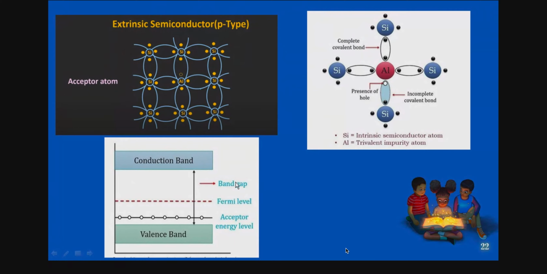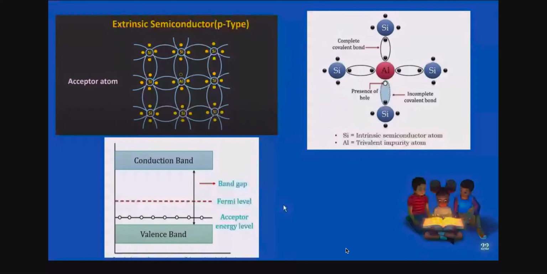This is the way you explain the conduction mechanism in the p-type semiconductor. In a p-type semiconductor, the impurity atoms are trivalent. So there is always a deficiency of one electron in a p-type semiconductor. That's why we call it a positive type semiconductor. Now let us have the other type.